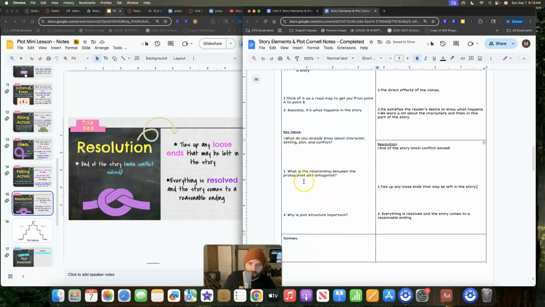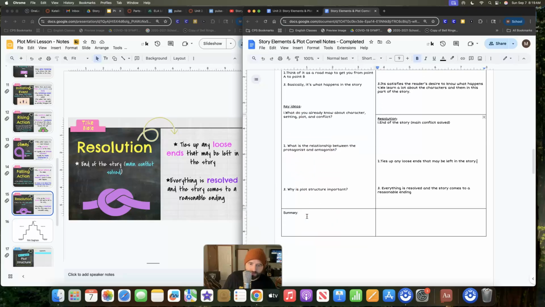Now, I do want you to answer these 3 questions on your own and then fill in the summary box down here at the bottom. I learned what plot is. I learned the 6 main elements of plot. I learned the story elements and plot. I can look at a plot diagram and identify the 6 main parts, something along those lines.